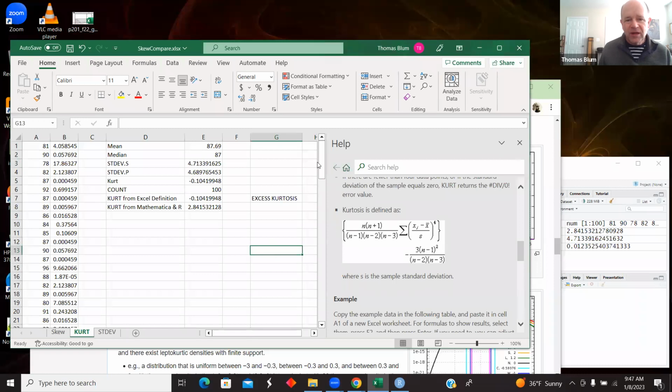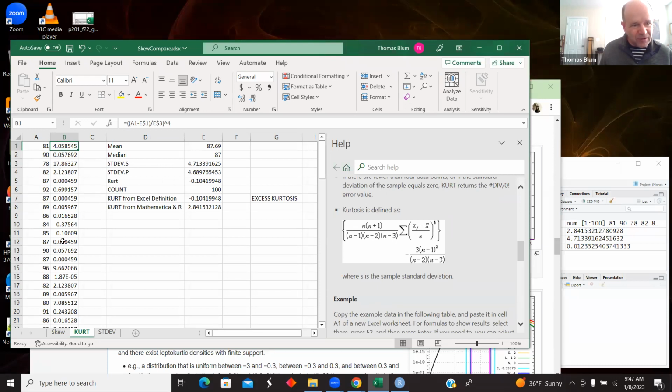Okay, so now let's just convince ourselves that Excel's not lying, that this is indeed it. So I had some data. I did the data point minus the mean divided by the standard deviation, the sample standard deviation. Again, Excel offers you a sample deviation and a population deviation. They're using the sample deviation and raising that to the 4th power.